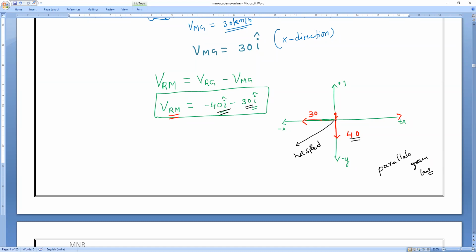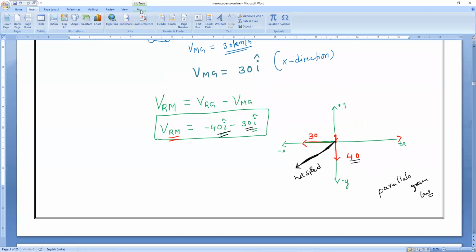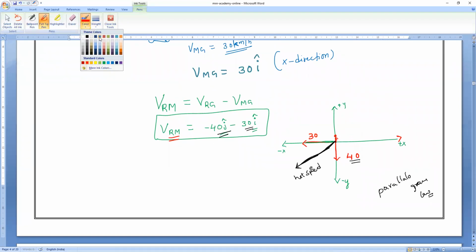If the net speed is acting in this direction, then the umbrella should be held in what direction? Just now I told, always we have to hold the umbrella in the opposite direction. So opposite to that means which side? Which side should we hold the umbrella? First quadrant. Understanding? So Pradosh needs to hold the umbrella in this direction. Will you all accept it? Yes, sir. Because the net resultant speed is acting in this direction.